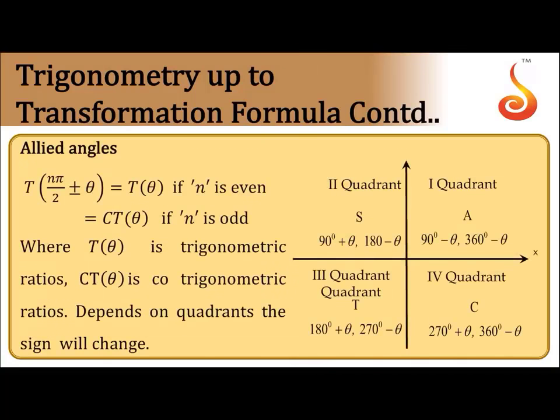So let's take up the trigonometric ratios for allied angles. The allied angles are angles like 90 minus theta, 90 plus theta, 180 minus theta, 180 plus theta, 270 minus theta, 270 plus theta, 360 minus theta and 360 plus theta. So 90 minus theta comes under the first quadrant and 90 plus theta comes under the second quadrant. 180 minus theta comes under the second quadrant, 180 plus theta under the third quadrant.